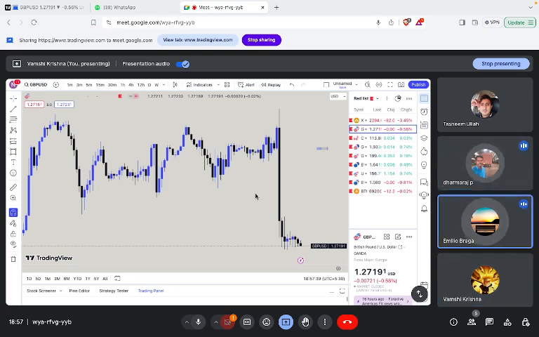Sir, what about the accuracy of engulfing meets engulfing, the complete body? If it is on the H4 time frame, you will have an accuracy of 70%. If it is H1, 65 to 66%.